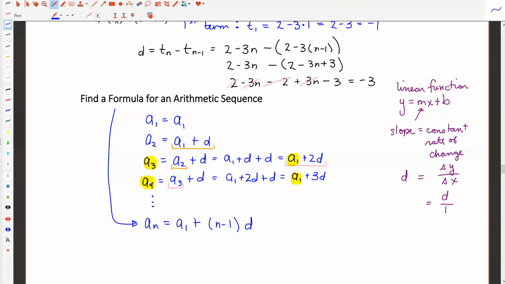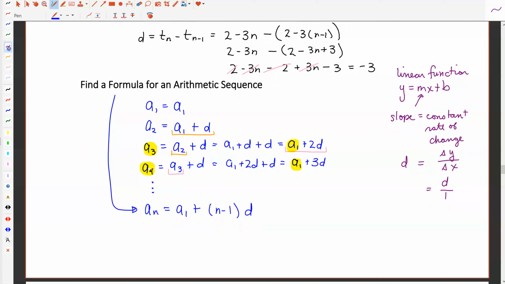All right, and now we normally would leave it like that. We don't distribute the d through or anything like that because the value for a sub 1 and d and then n, being a specific position we are in the sequence, are all very important. What I have seen some students do though is rearrange the terms. So they've written this as a sub 1 plus d times (n minus 1), or d times (n minus 1) plus a sub 1.